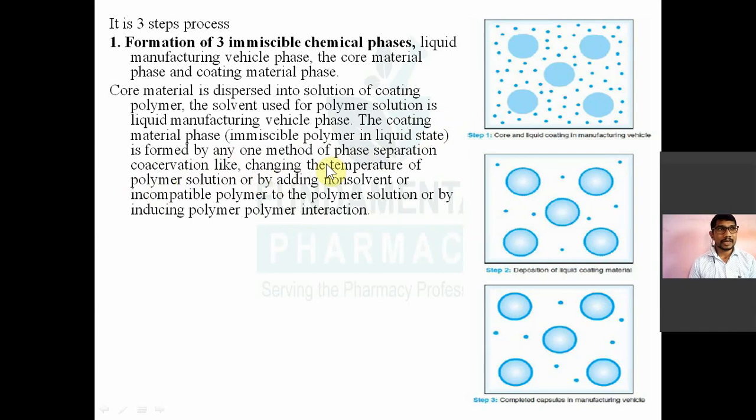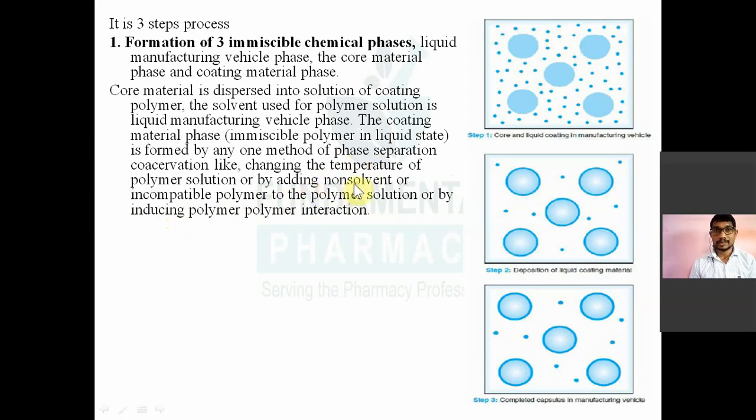अगर आप आपने देखा है कि कोई मटेरियल का टेम्परेचर बढ़ाएंगे तो सोलिबिलिटी बढ़ता है, और उसी का टेम्परेचर अगर कम करेंगे तो वो सोल्यूबल नहीं रहते उसमें. Likewise that. So by changing the temperature of polymer solution, then adding a non-solvent, or by mixing it with the incompatible polymer, or inducing the polymer interaction, so you can regenerate that polymer from solution.